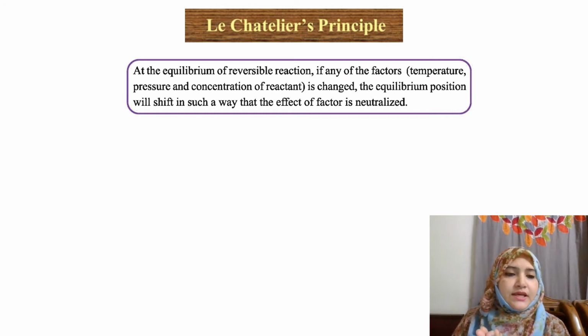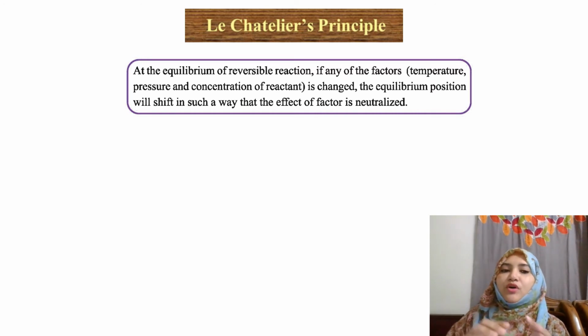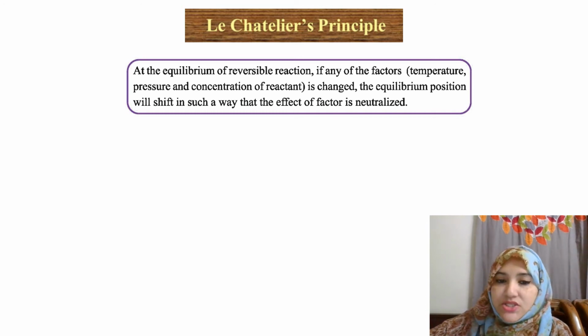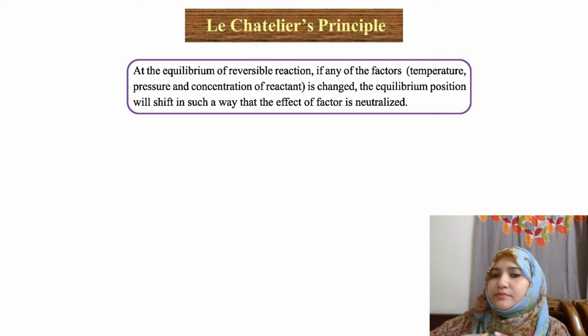This statement is: at the equilibrium of a reversible reaction, if any of the factors, that means any of the conditions, such as temperature, pressure, and concentration of reactants, is changed, the equilibrium position will shift in such a way that the effect of the factor change is neutralized. That means the reaction proceeds to restore the equilibrium.